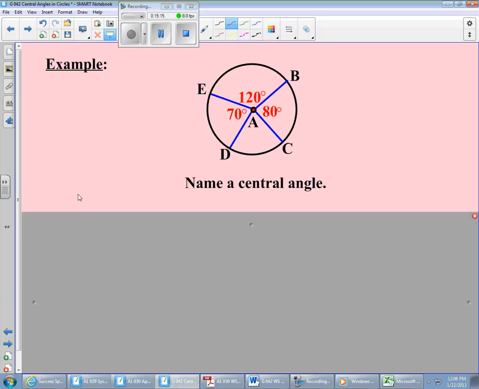The first question that is posed is just a simple identification. Name a central angle. Well, who's got one? Angle what? BAC? Angle BAC? Absolutely. What else? Angle DAC? Absolutely. Endpoints on the circle, vertex on the center. What else? EAB? Sure.